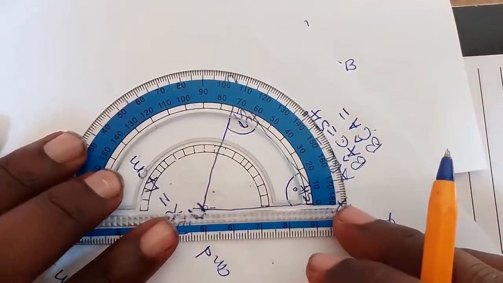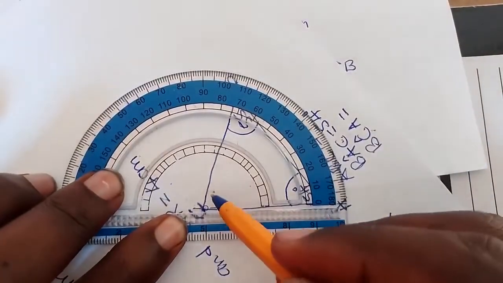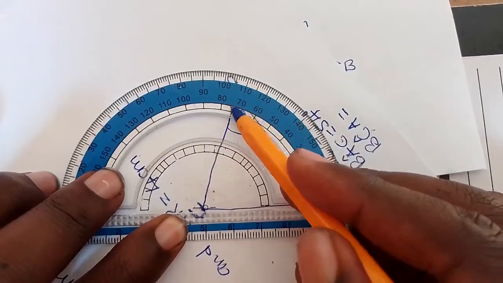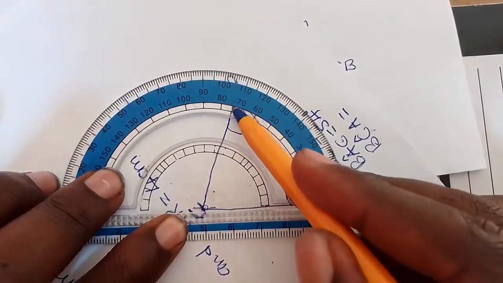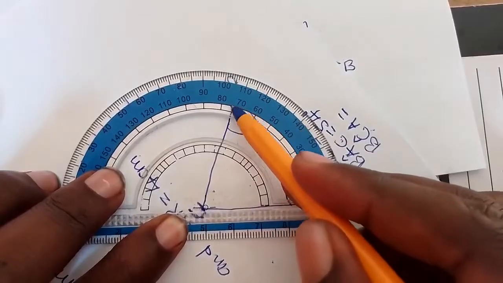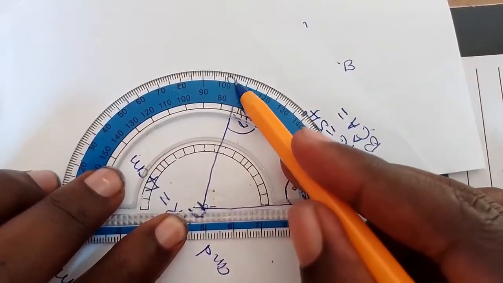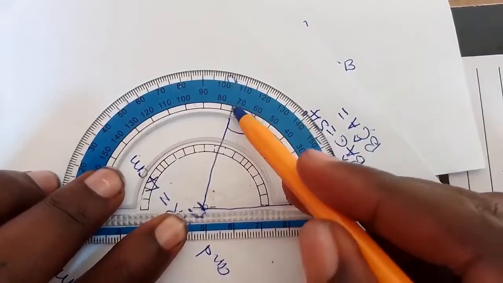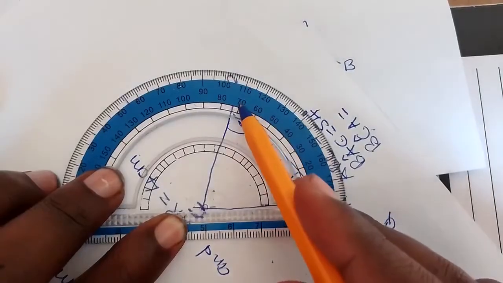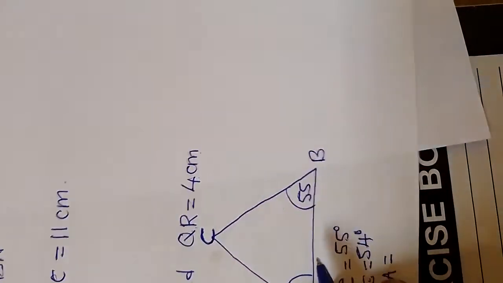Then the 0 should be on the line. This is the line. So I want to measure this. How can I measure that? Have you seen? This is 70, somewhere like 74. 0, 10, 20, 30, 40, 50, 60, 70. Something like 74. So I put my 74 there.